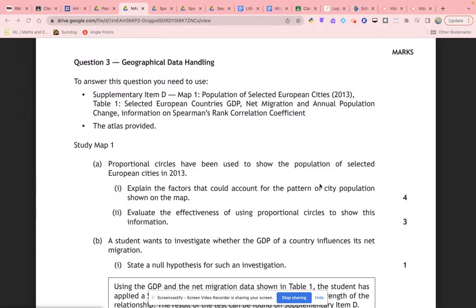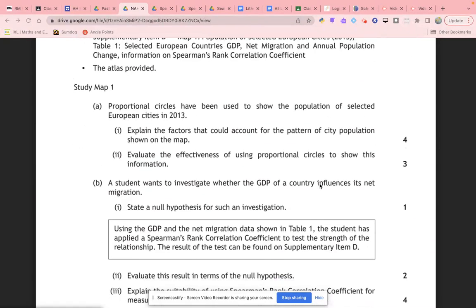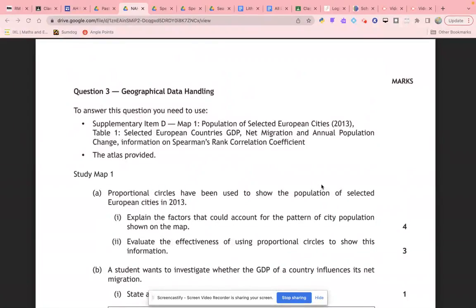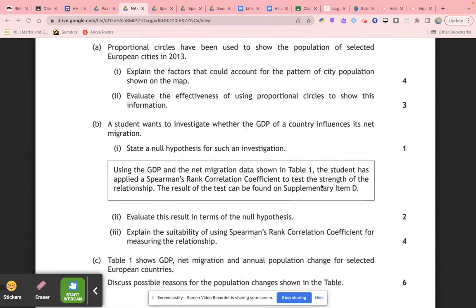Okay, in this tutorial, I'm going to be doing a worked example of the Spearman rank correlation coefficient. You'll find this question is from the 2016 past paper, which you'll find on the home page of the website. And you might choose to try writing your answers prior to listening to my feedback on each of these questions. Now, the question I'm going to look at today is question 3, geographic data handling.